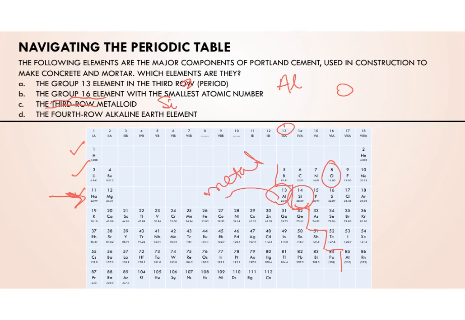And then the fourth period, alkaline earth metal. So the alkali metals were group 1, the alkaline earth metals were group 2. So it's important to learn these. Fourth period, so that's 1, 2, 3, 4. And then the alkaline earth metal is calcium. So to make cement, the elements used are aluminum, oxygen, calcium, and silicon. And that is it for Chapter 2.